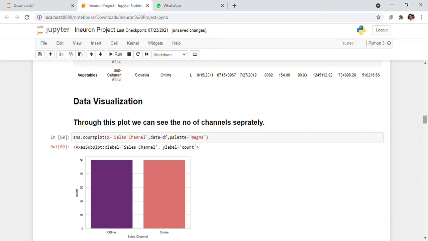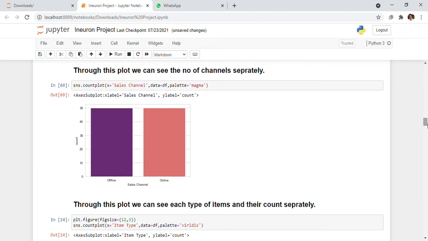Here I have come across some data visualization. In this data visualization I have used a scatter plot, count plot, bar plot, box plot to show some really good information from the data sets which I was able to present in front of you graphically. So as you can see here, this is a count plot, and this count plot is showing us the density, or we can say the count of sales channels graphically.